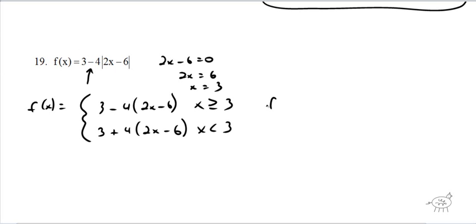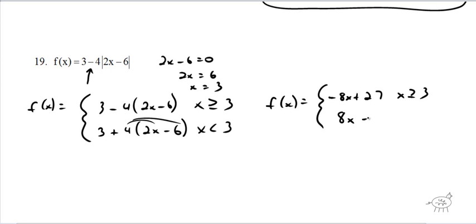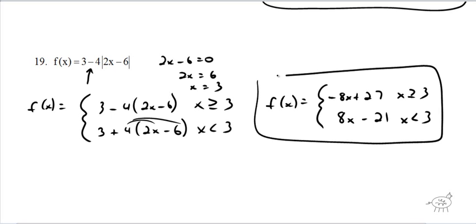So I got to simplify this here now. You can do it in a couple steps here. Basically, it's saying negative 8x plus 24 plus 3. So you get negative 8x plus 27. And that's when x is greater than or equal to 3. And then I distribute the 4 here, and I wind up getting 8x minus 21 when x is less than 3. And that's it.